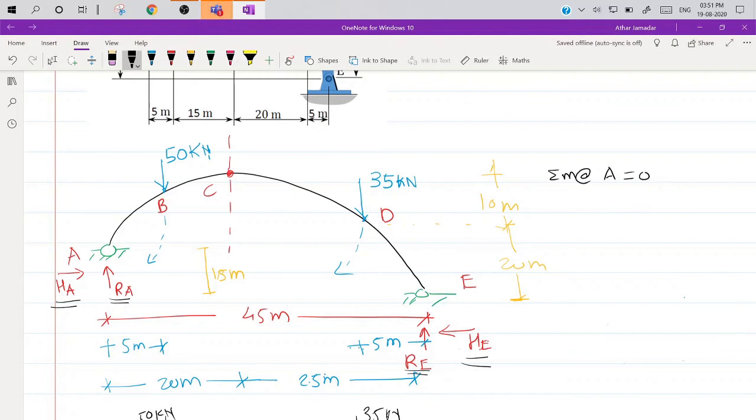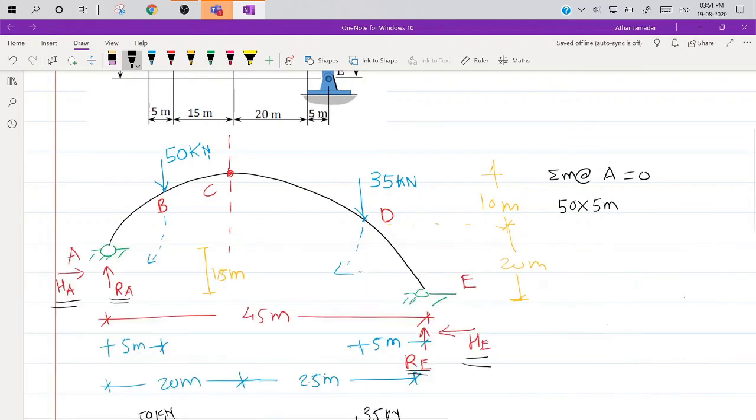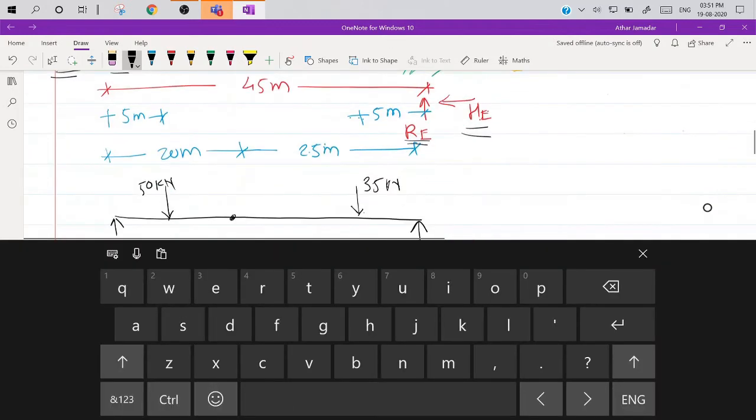Okay, so this 50 kilonewton load is at a distance of 50 kilonewton load from support A, it is 5 meters. So 50 into 5, that will be clockwise, which is shown here. Then this load of 35 kilonewton will also act in clockwise direction. So plus 35 into... the total distance of the total truss is 45 meters, and 35 is acting at a distance of 5 meters from support E.